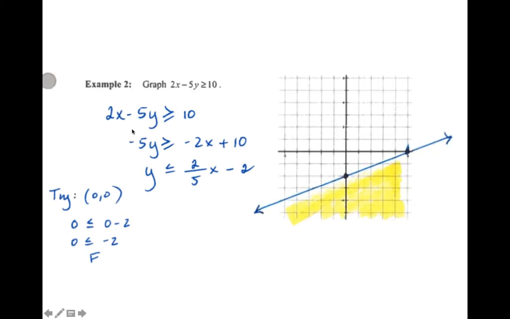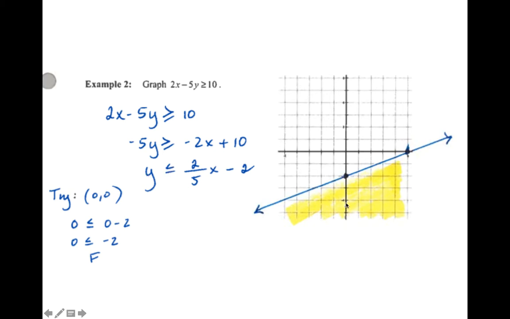With this one, we're going to have to move things around, divide by a negative again. So you notice the sign is flipping again. We get a new line. So I'm going to graph it. I put an intercept at -2. I go up 2 and over 5 to get my second point. This time it's equal to this number, so I'm going to put a solid line, but I'm looking for where y is less than or equal to.